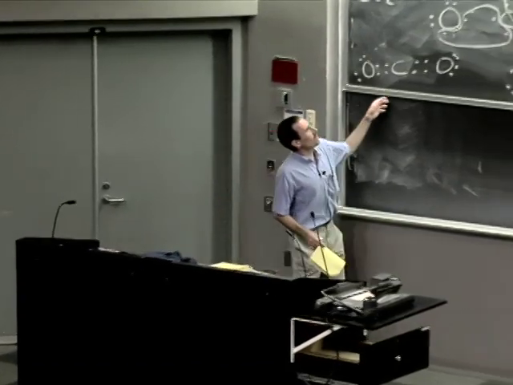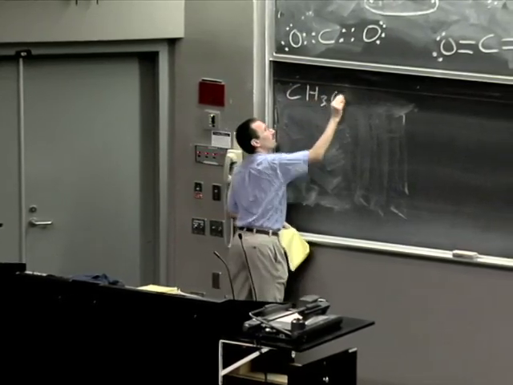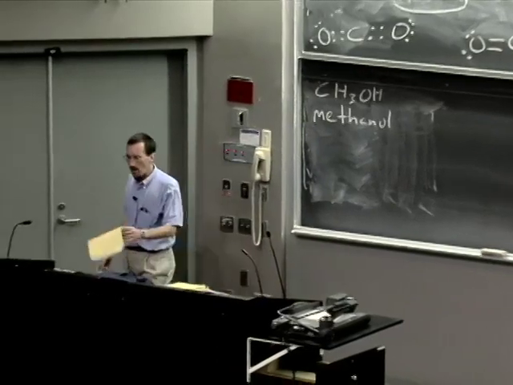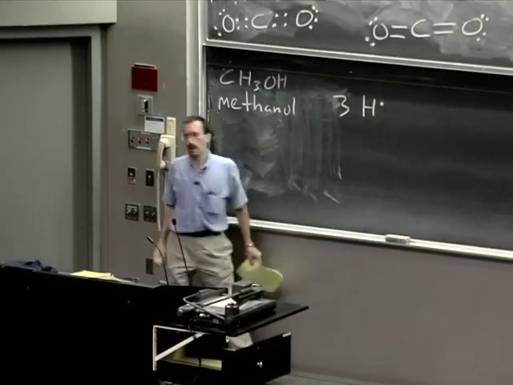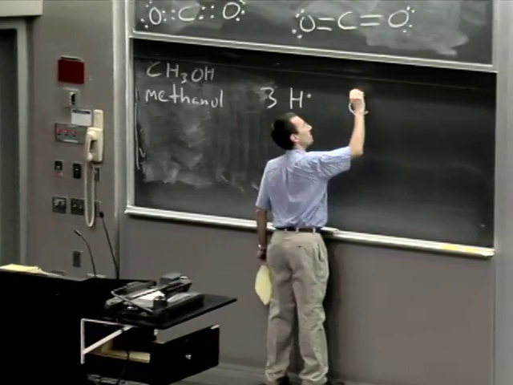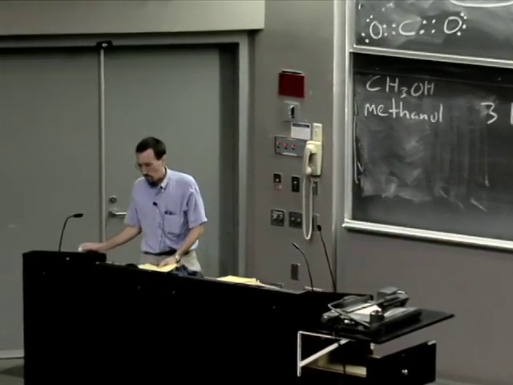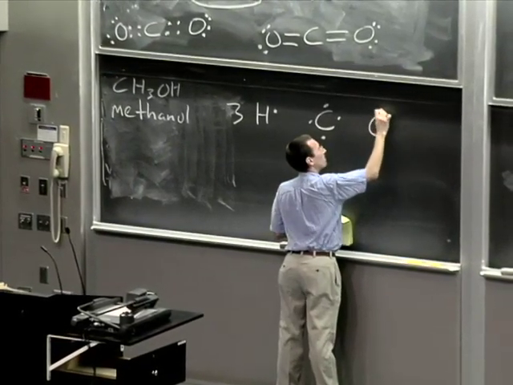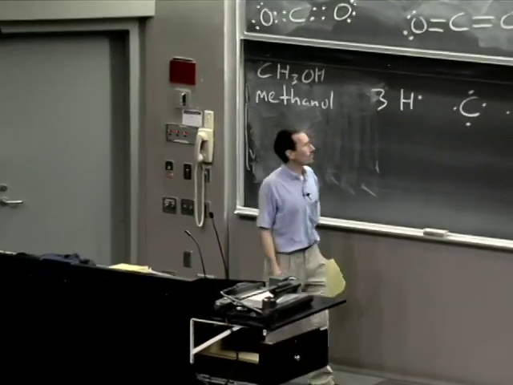Now let's try something that's a little closer to the hearts of organic chemists. We'll try methanol, CH3OH. So now we bring to the table 3 hydrogens, each with 1 electron. We bring in a carbon with its 4 valence electrons. We bring in an oxygen with 6 electrons. We bring in a hydrogen with its electron.